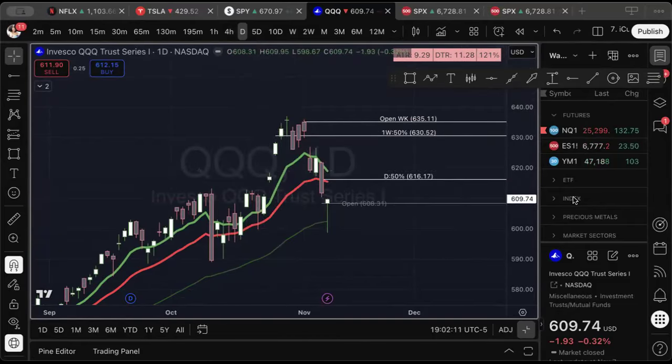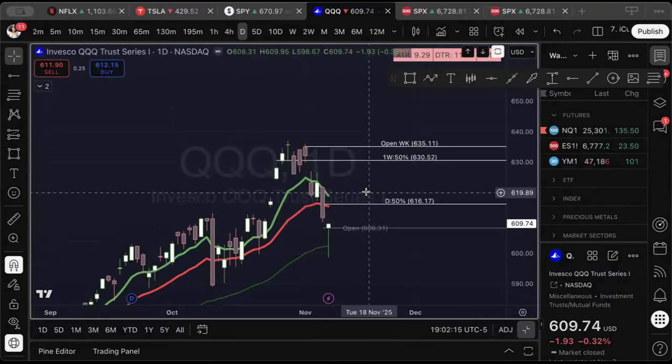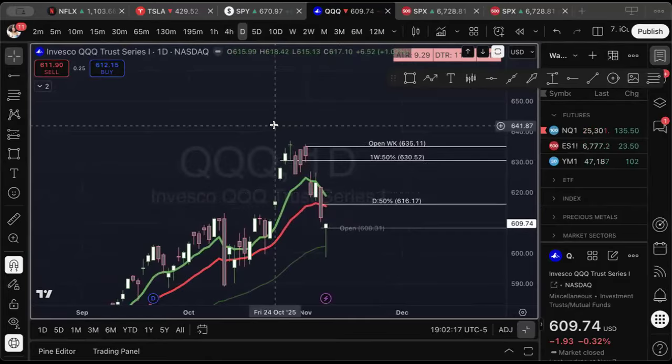Let me make sure y'all can see my chart. Yeah, that's why I hate charting after hours. I told them that in my mentorship today because things could happen while you can do nothing about it.